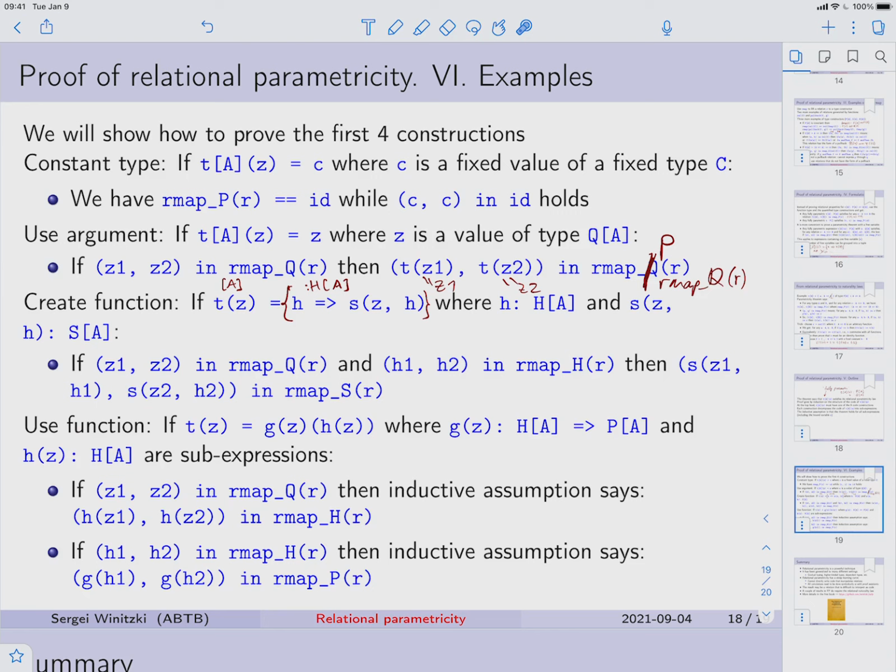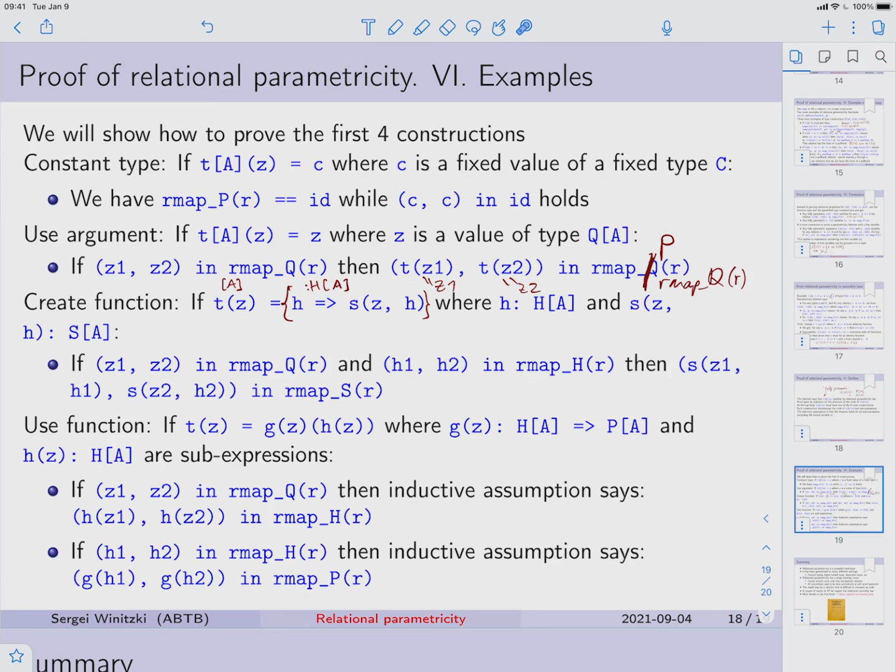And the fourth construction is to use the function. So we have the code, which is applying some function g to some argument h. And both g and h could be expressions that depend on z, on this free variable z. So g would have some type like this, and h would have some type like this. And the inductive assumption needs to be used for g separately and for h separately. So these are the two inductive assumptions for g and for h.